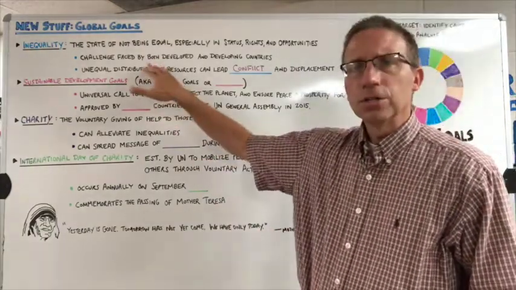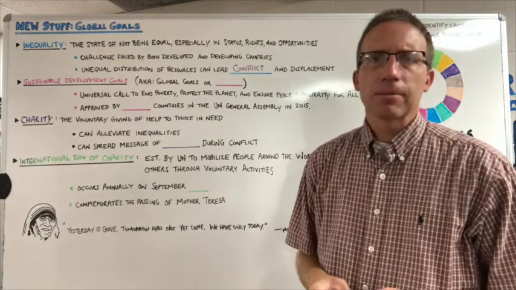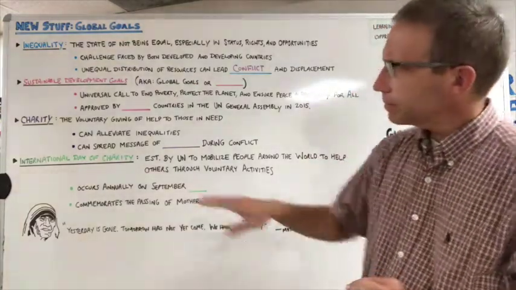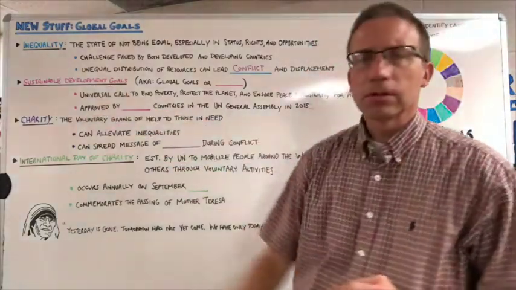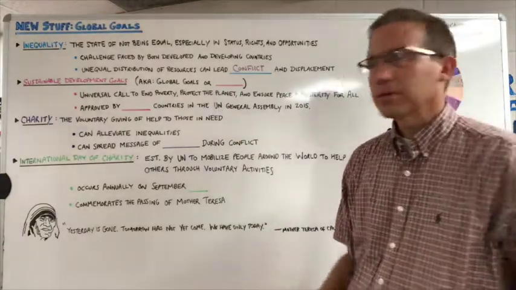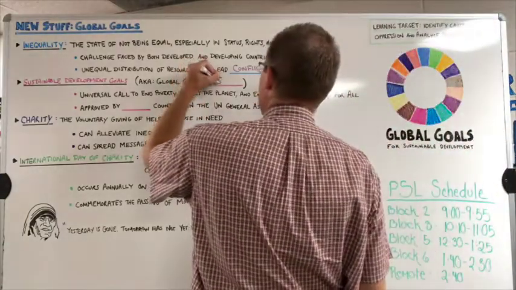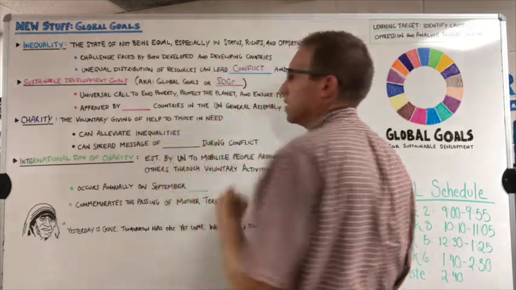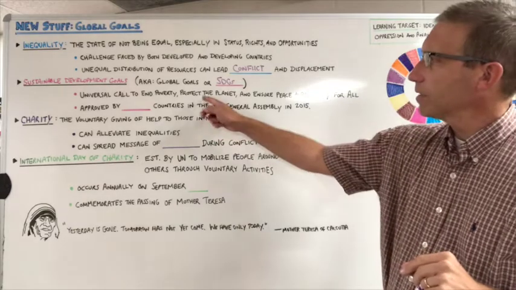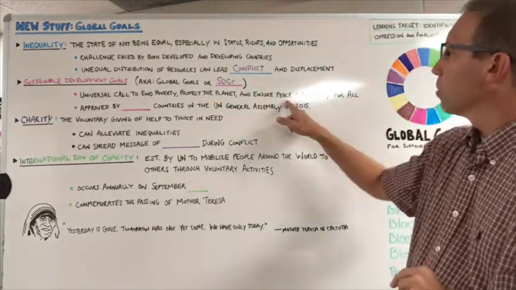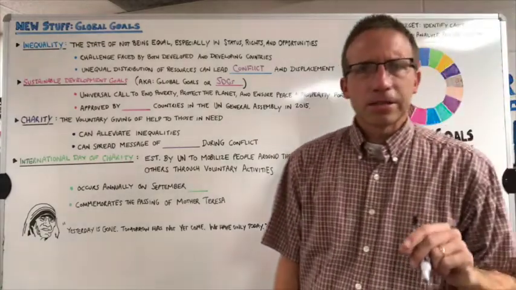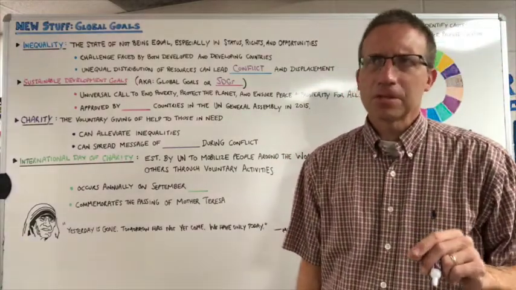In an effort to make sure that everyone has an opportunity at prosperity, the United Nations a few years back started something they called the Sustainable Development Goals. More simply, the global goals, or if you like abbreviations, the SDGs. Essentially, these Sustainable Development Goals are a universal call to end poverty, protect the planet, and ensure peace and prosperity for all.